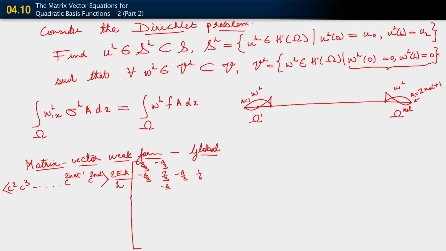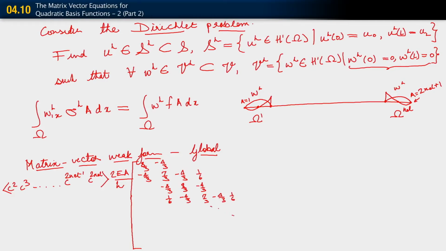Minus 4 over 3, 8 over 3, minus 4 over 3, 1 over 6, minus 4 over 3, 7 over 3, and so on. Of course, here we know that we get some more terms.